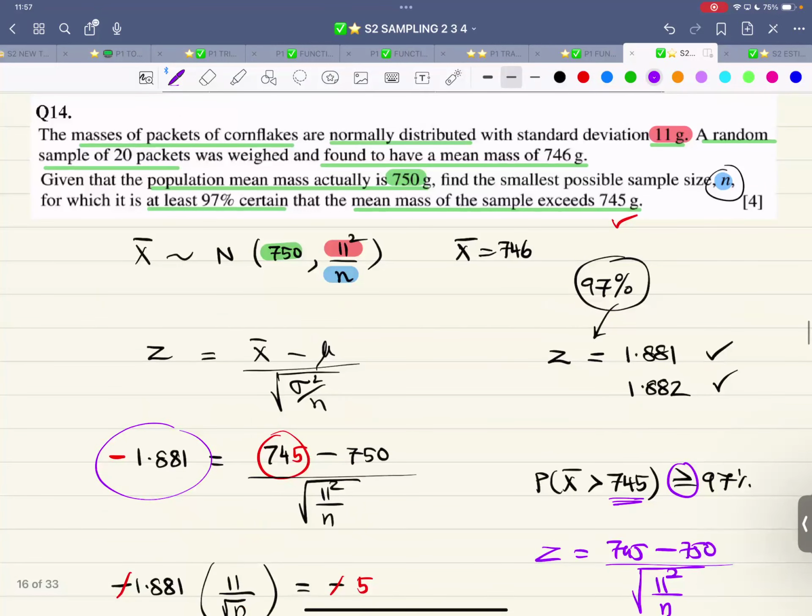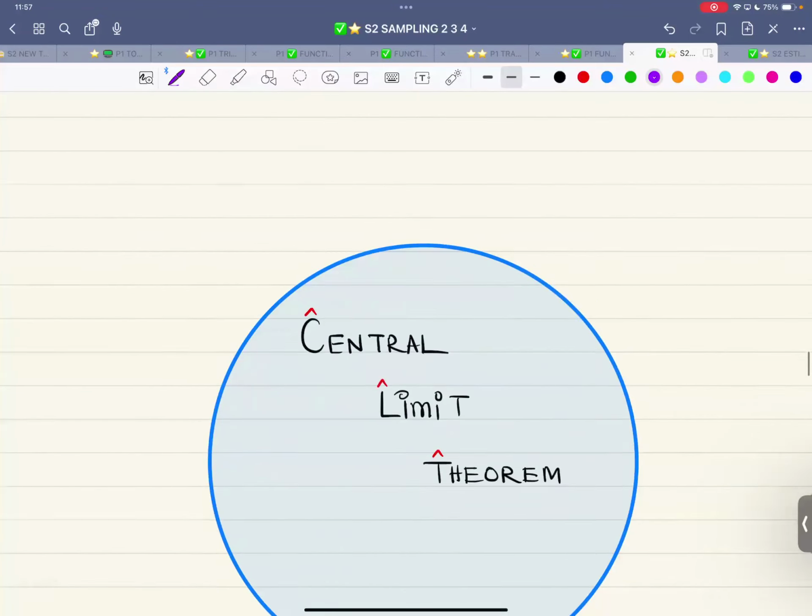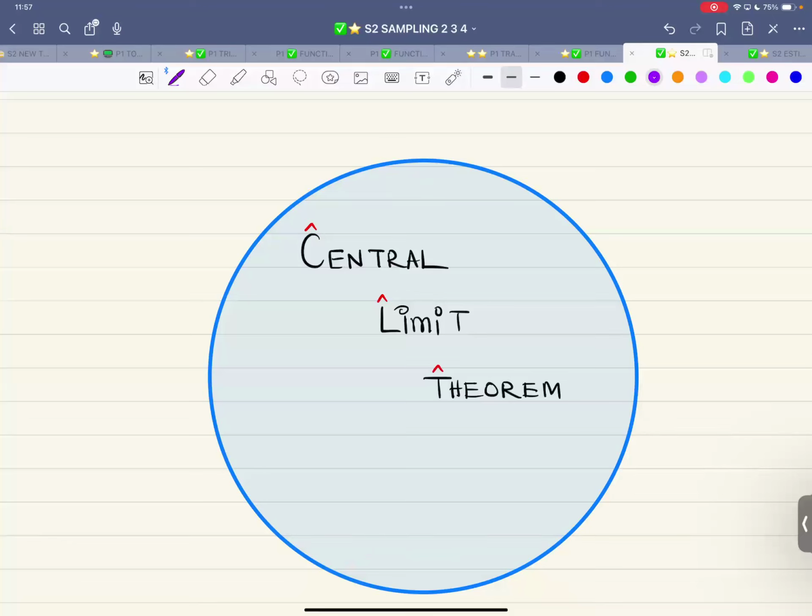Info, maybe that was given for some other parts. Maybe there is a possibility. Maybe there was some other part. That is the reason. Okay, so now this thing is done. Now let's talk about central limit theorem.